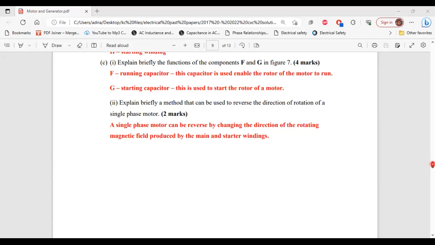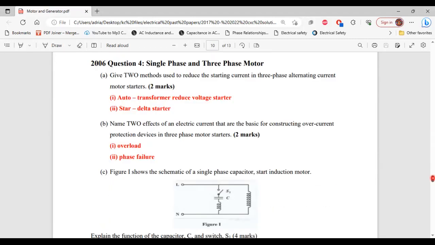So let's move on to the next question. This is question 4 from the 2006 past paper. Part A, it says give 2 methods used to reduce the starting current in 3-phase alternating current motor starters. So the 2 methods are 1, auto transformer reduced voltage starter, and star delta reduced voltage starter. All right, so that's it for part A.